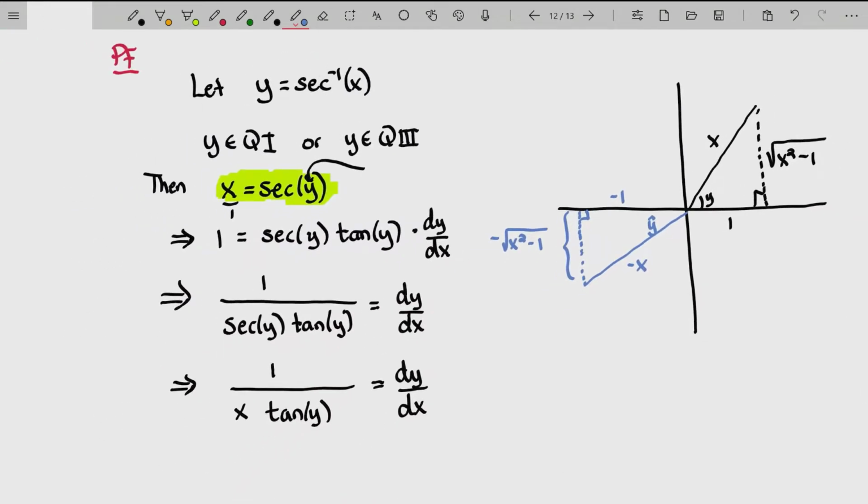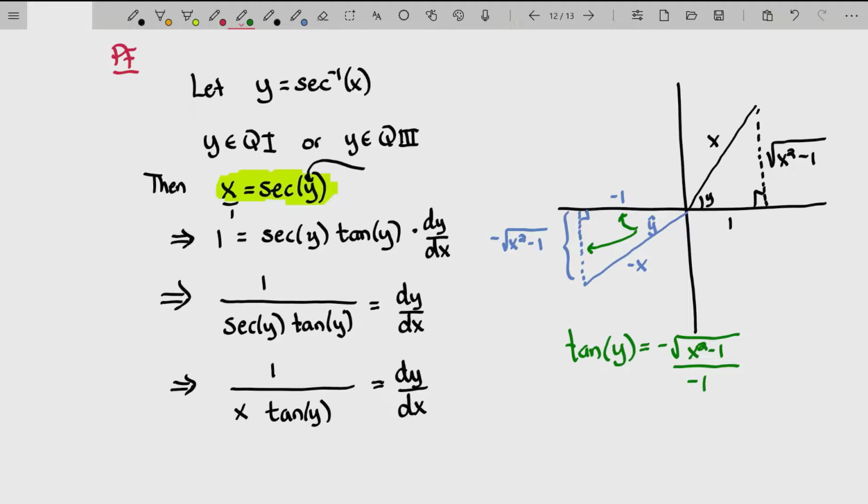Now, go back to what we were working on. What is the tangent of that? Tangent is opposite over adjacent. So the tangent is going to be the tangent of that y hat there, if you will. Technically, it's y now. So tangent of y will be opposite, which is negative square root of x squared minus 1, over adjacent, which is negative 1. The negatives cancel, and it again is the square root of x squared minus 1.